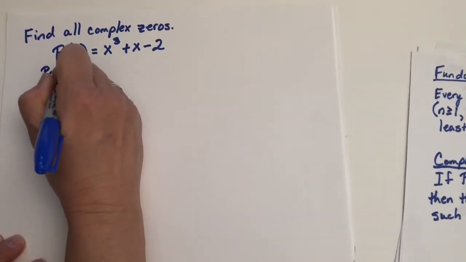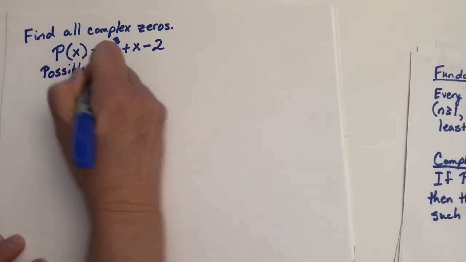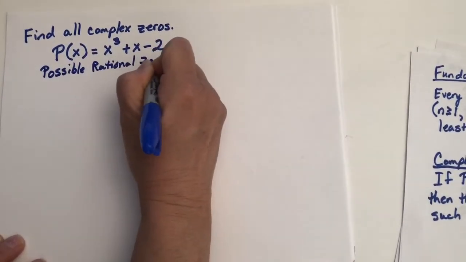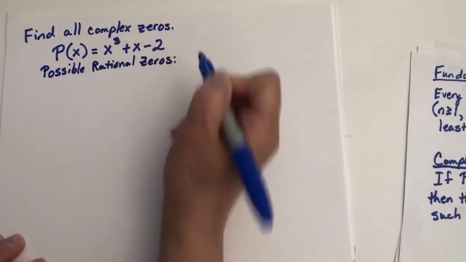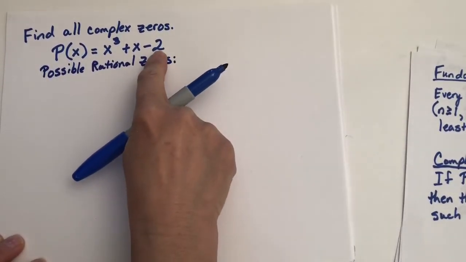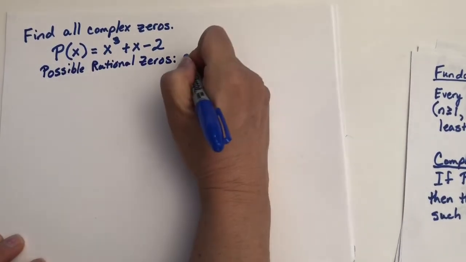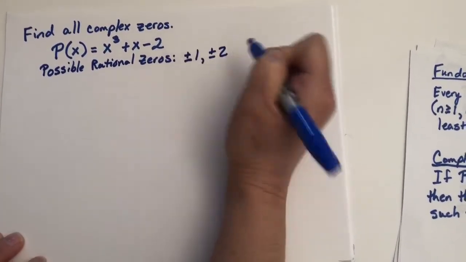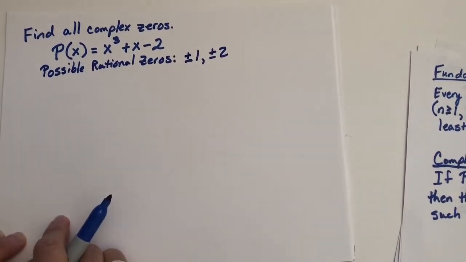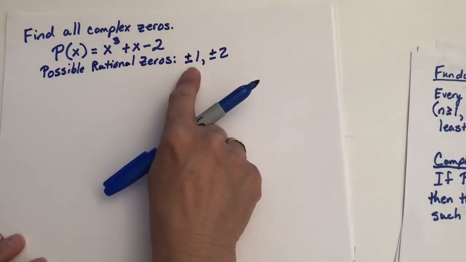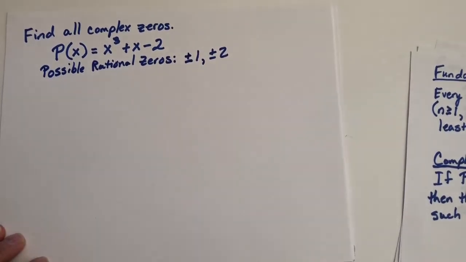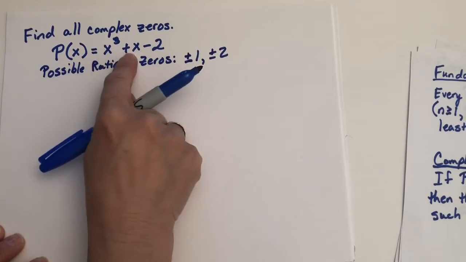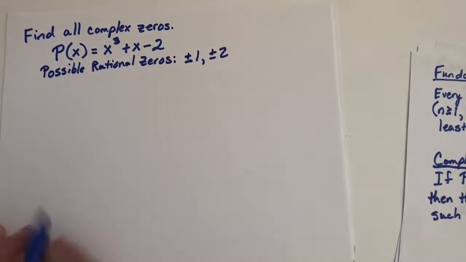You know the possible rational zeros are on this list: factors of 2 over factors of 1. So a very small list, plus or minus 1 or plus or minus 2. So we can start with 1 and see if it works. Notice if you substitute 1 in, you get 1 cubed plus 1 minus 2, and that does equal 0.